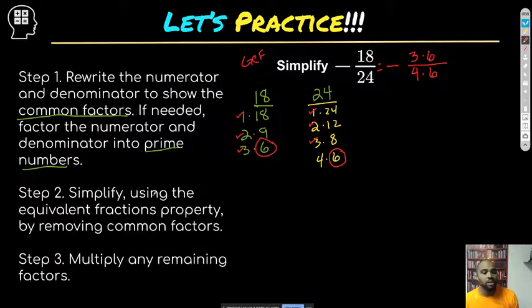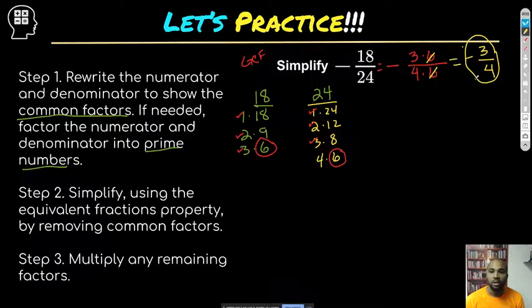And step 2 says simplify using the equivalent fractions property by removing the common factor. So if you divide the same thing on top and bottom, it's still equivalent. That's the equivalent fraction property. So if I divide out 6 and divide 6 out, this is still the same thing. Well, 6 divided by 6 gives me 1, so that goes away. Now, all I have left is negative 3 over 4. And there's nothing else I can take out of 3 and 4 because they share no common factors other than 1. So we leave it just like that.